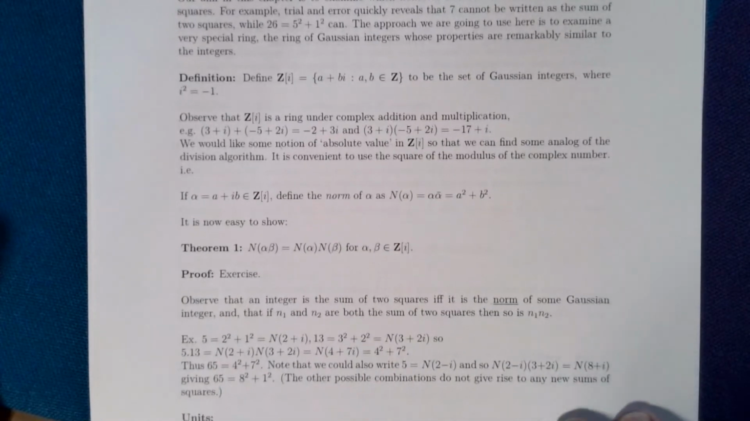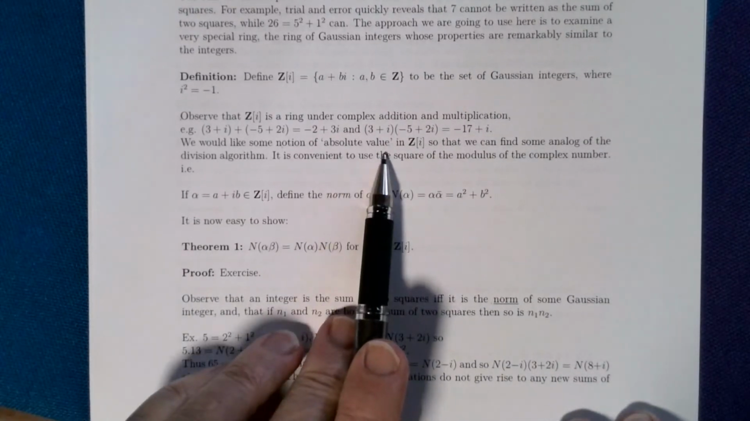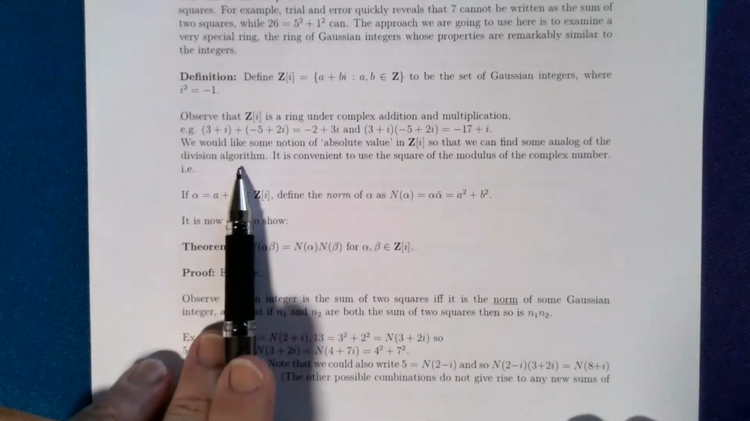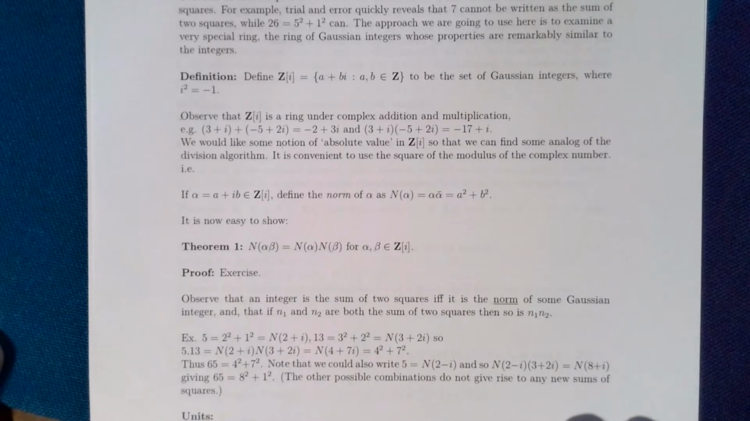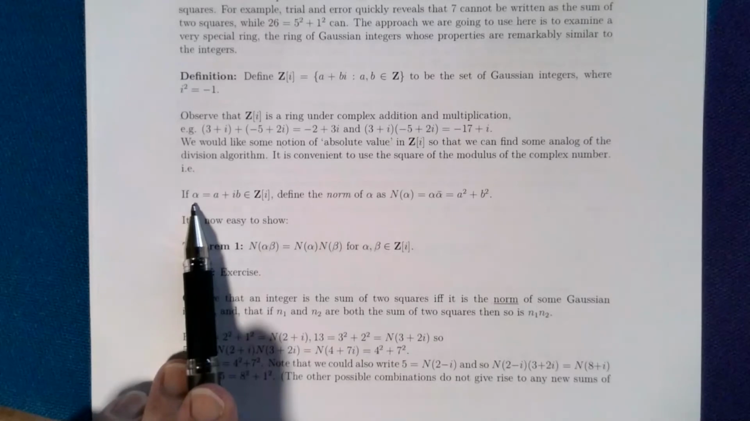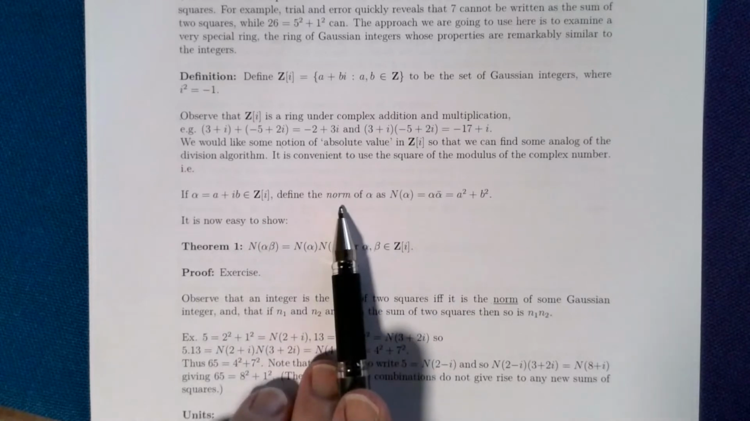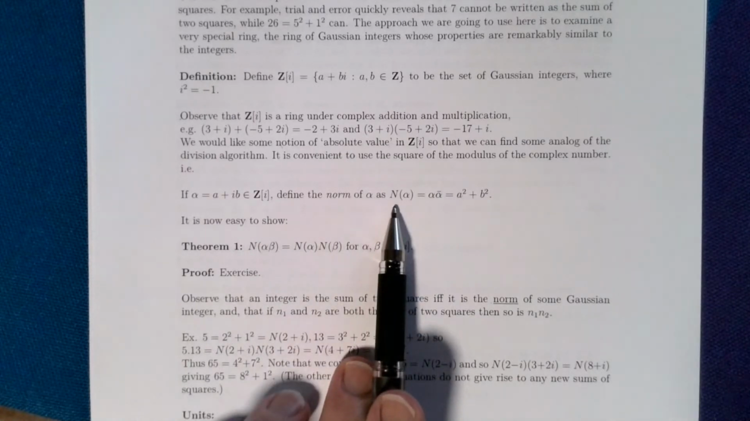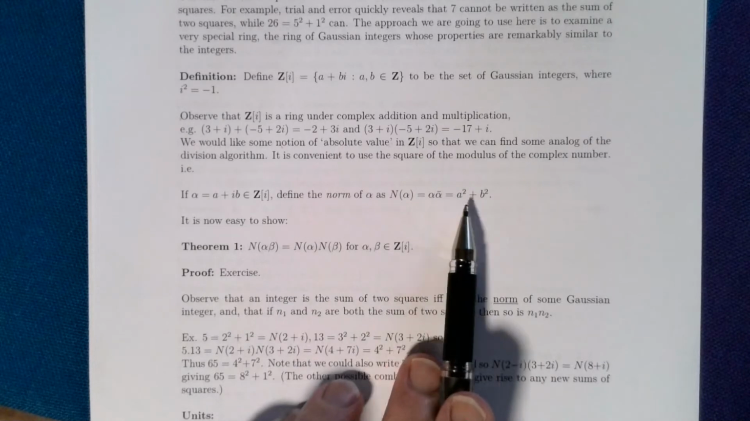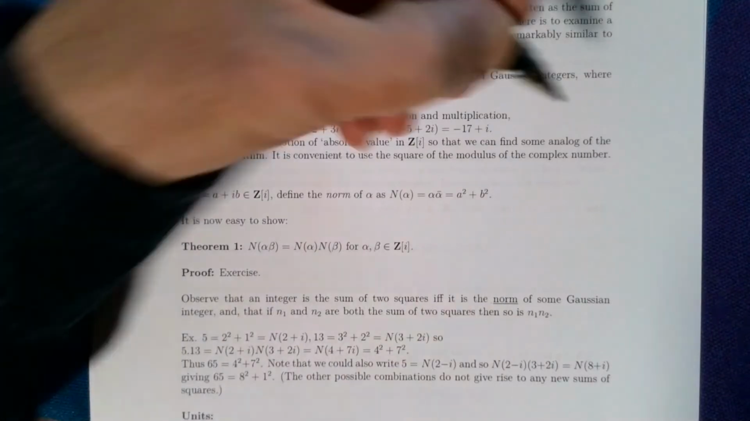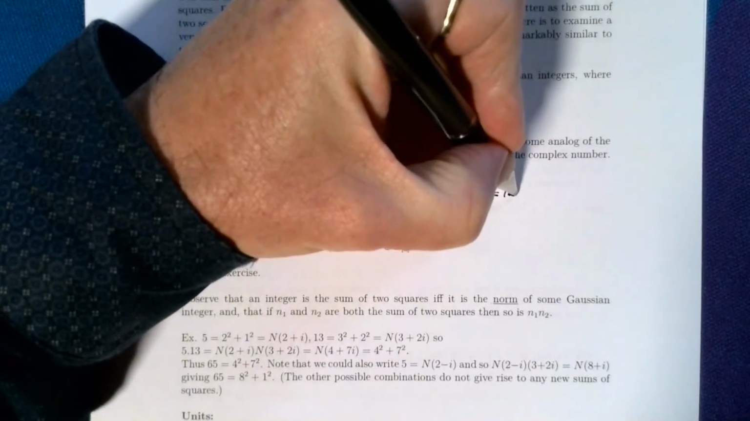We'd like some notion of absolute value in Z[i]. We'd like to be able to measure the size in some sense so that we can find an analogue of the division algorithm. Now it's convenient to use the square of the modulus of the complex number. That is, if we take a complex number alpha equals a plus ib in this ring Z[i], I define the norm of alpha, which I write as N(alpha), to be alpha times alpha bar, and that's just a squared plus b squared. You could also write this as the modulus of alpha, all squared.